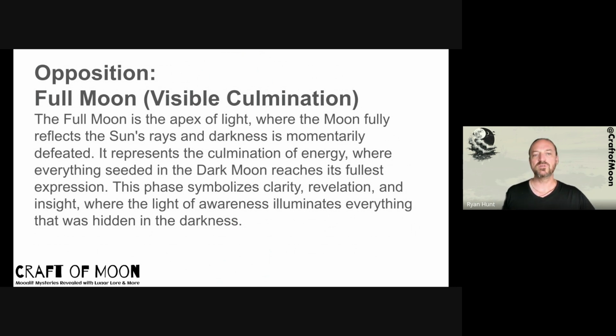The full moon is the apex of light, where the moon fully reflects the sun's rays, and darkness is momentarily defeated. It represents the culmination of energy, where everything seated in the dark moon reaches its fullest expression. This phase symbolizes clarity, revelation, and insight, where the light of awareness illuminates everything that was hidden in the darkness.